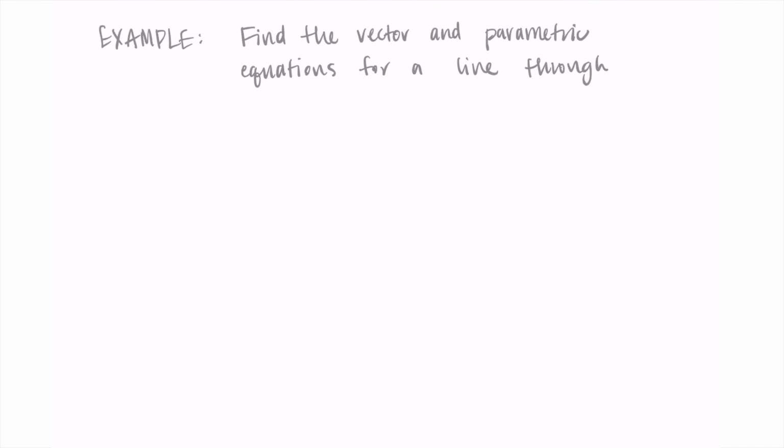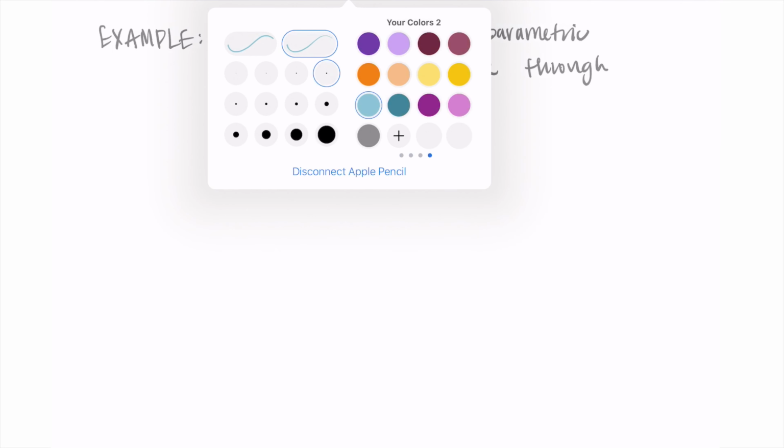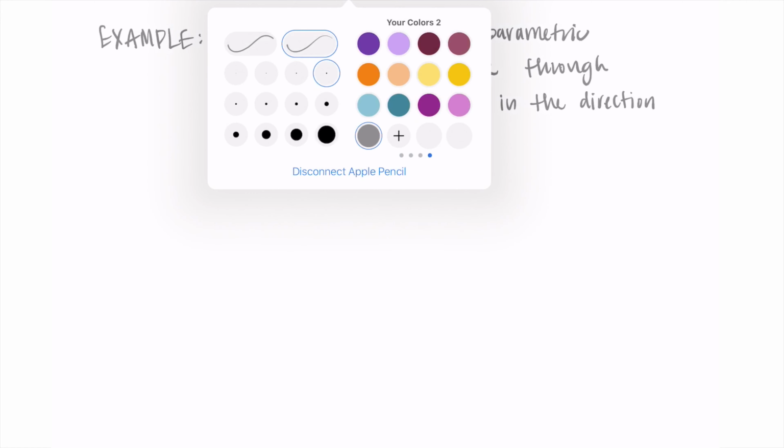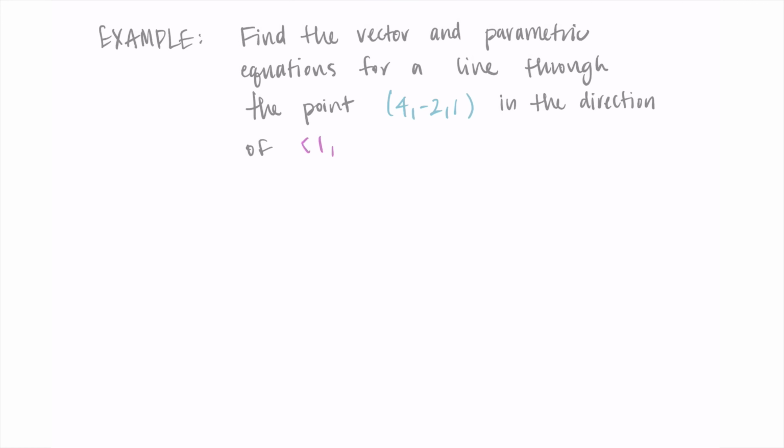So we have the point, let's say it's 4, -2, 1. So that's my point. And we'll say it's in the direction, and I'll give you a vector here. So it's in the direction of 1, 1, 2. Okay. So we have a point and we have a direction.